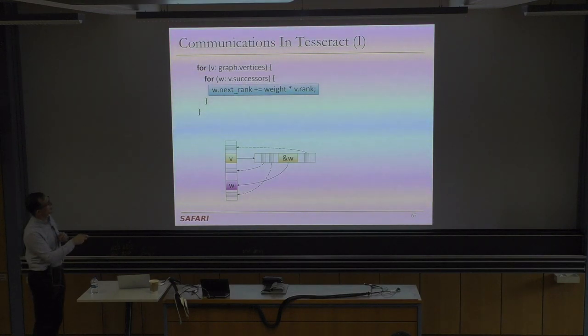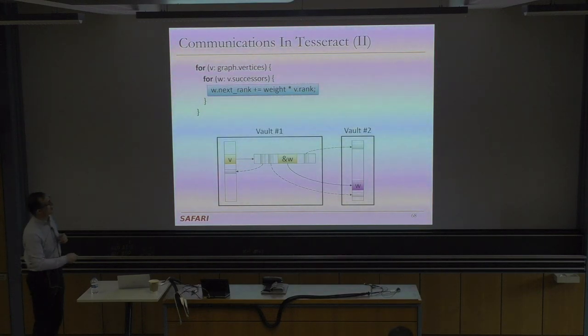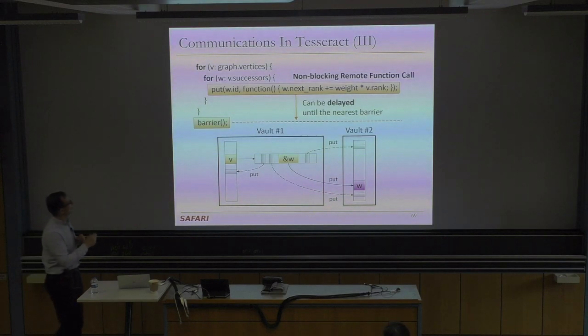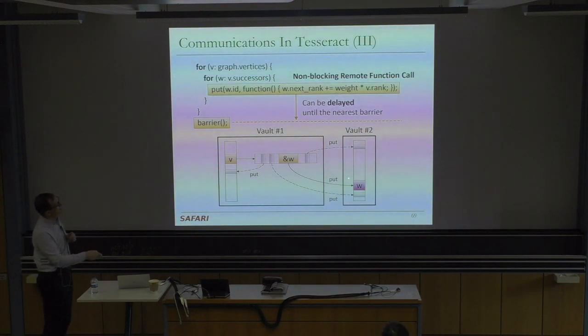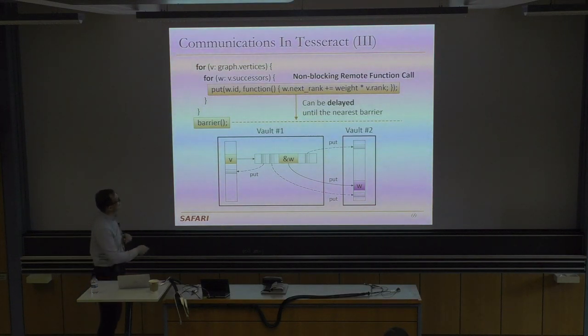So this is one example. Basically, this is the compute-centric way of writing PageRank. And if you want to actually do this in Tesseract, you basically need to know which vault W is in. And in vault 1, you have the address of W. And if you want to re-express this computation in terms of a remote function call, it kind of looks like this. Basically, you put this function to the ID of W. Basically, vault 2, you need to know the vault 2. And you basically send this function to vault number 2. And vault number 2 updates the rank of W with the value that's sent to it. That's the idea. Okay? And it can be delayed.